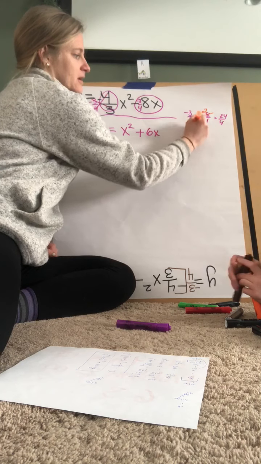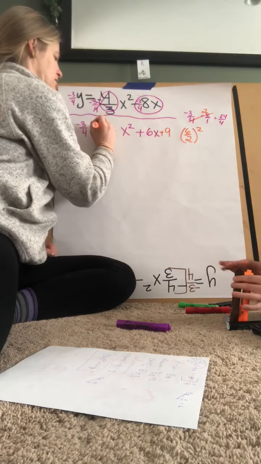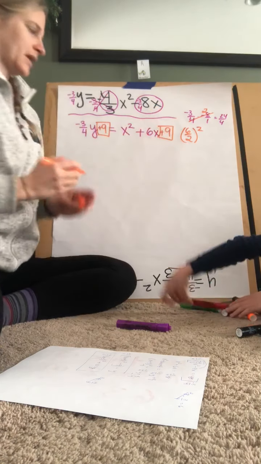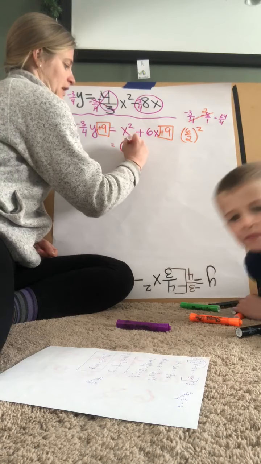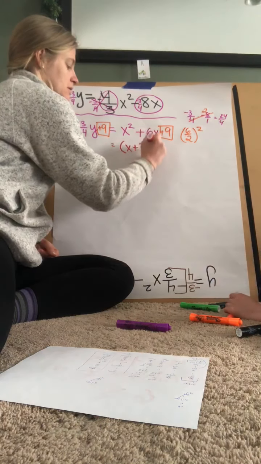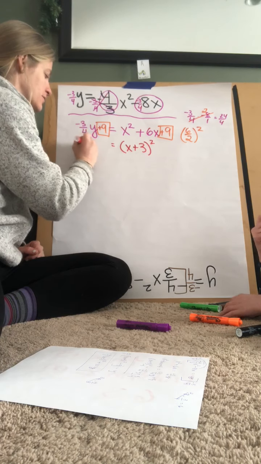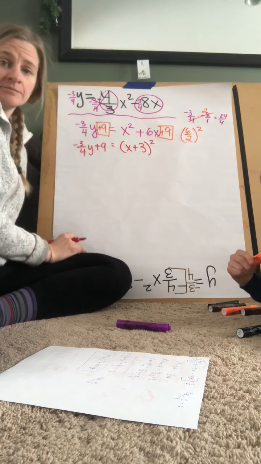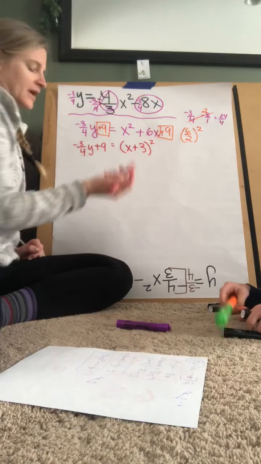Complete the square. Cut 6 in half and square it. So my square is 9. Okay. Now we factor. X plus 3 quantity squared. And we've got negative 3/4 y plus 9. Lovely. Now get y by itself.